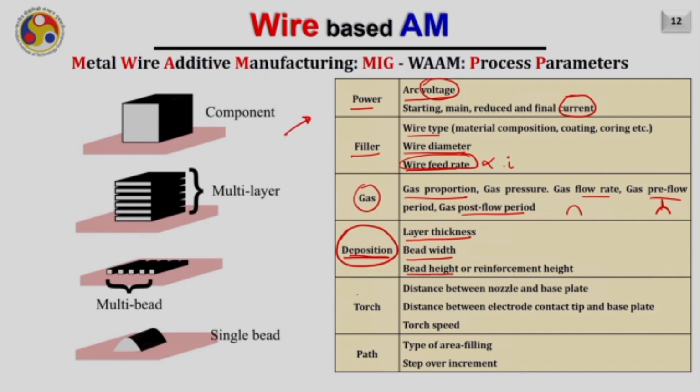Then there are some parameters associated with the torch, or the deposition torch. Those are like the distance between the nozzle and the base plate, which is also sometimes called the standoff distance.